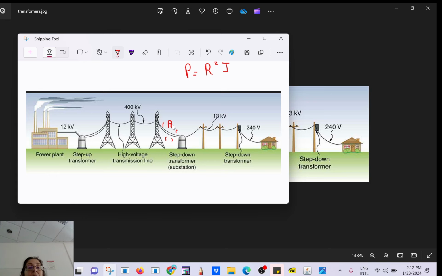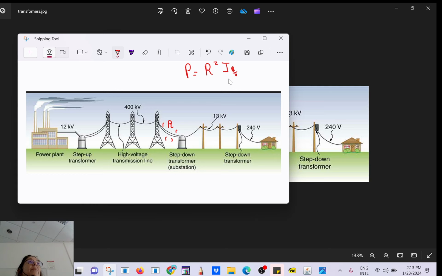You cannot decrease R, because that means you have to make the wire shorter, okay? Because that's what it is, the distance between the power plant and your house. You cannot make them thicker because copper, especially today, is expensive. So the only way you have is to decrease the current.